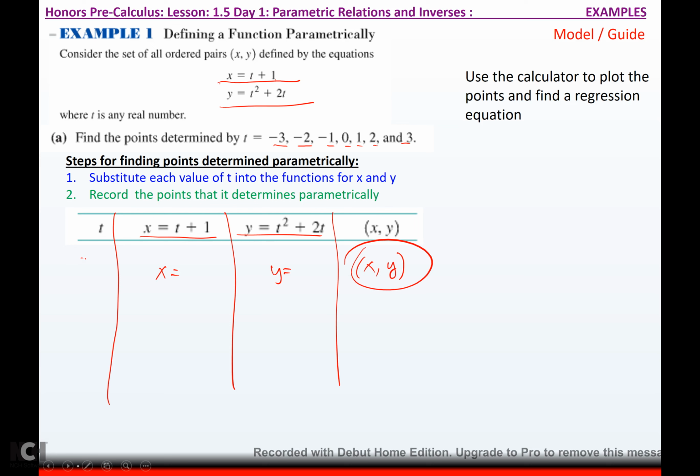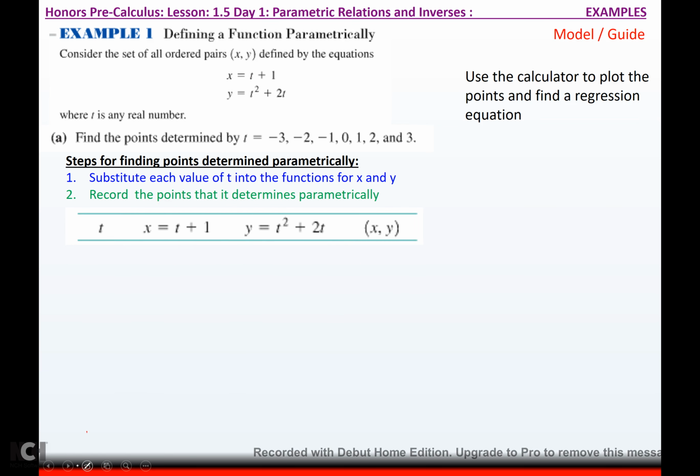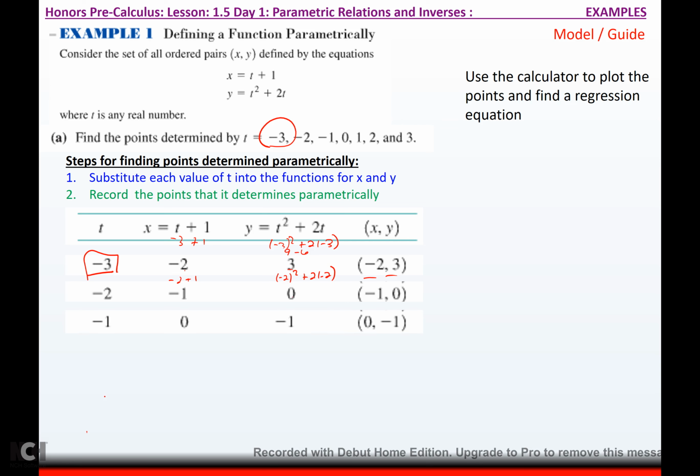Okay? So if I plug in -3 for the x equation, -3 plus 1 is -2. -3 squared plus 2 times -3, that's going to be 9 minus 6, which is 3. So the ordered pair, when time is -3, is (-2, 3). We plug in -2, we do the same thing. -2 plus 1 is -1. -2 squared plus 2 times -2, that's 4 minus 4, which is 0.